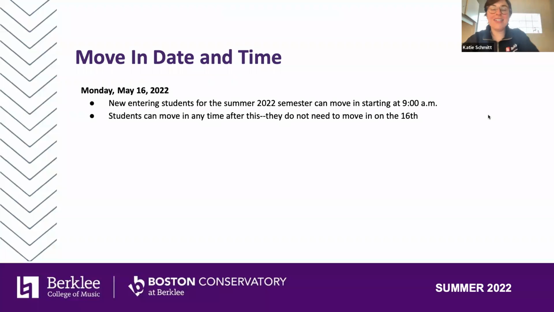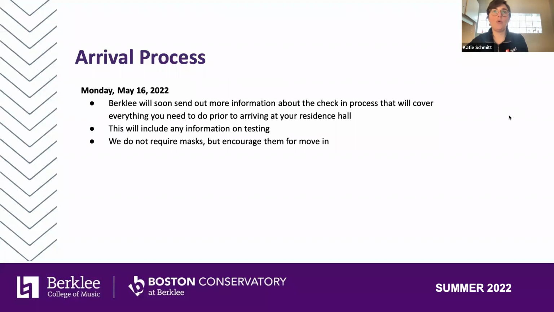So Move-In is approaching quickly. Move-In is going to be Monday, May 16th. New entering students for that summer semester can move in starting at 9 a.m. Students can move in anytime after this. I know we've already gotten a lot of questions to our office, and maybe you already booked travel plans for a different day. That is totally fine. That is just the earliest day that we can accommodate folks who are living on campus beginning to join us.